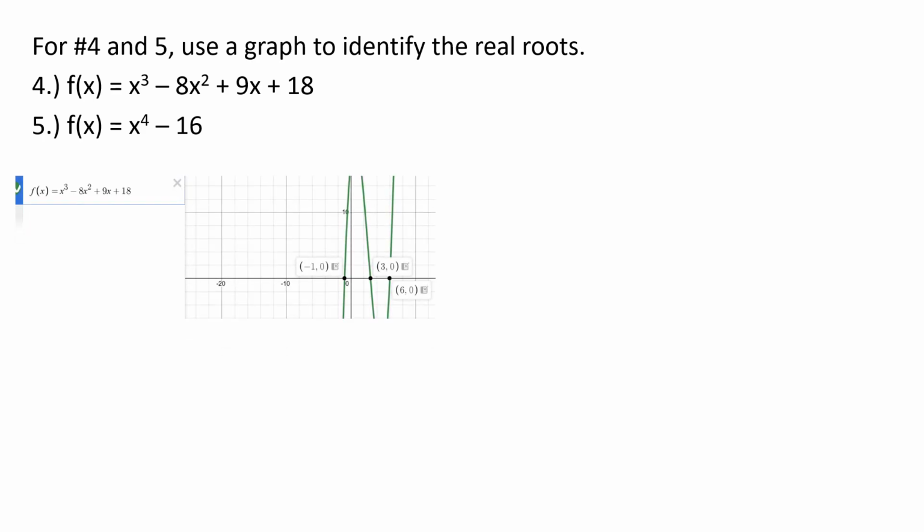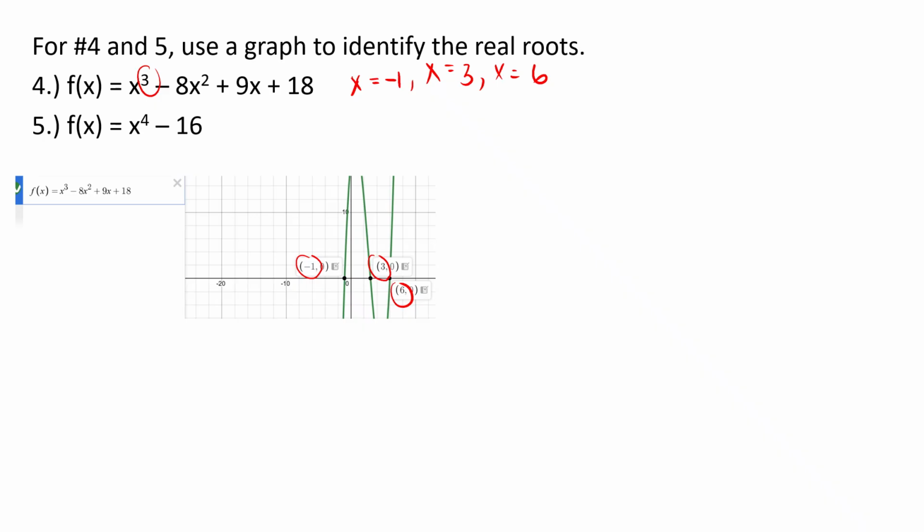So in number 4, you can see there that I've graphed it. And before I pasted it over here, I did highlight where those x-intercepts are. And so it looks like we have roots at -1, at 3, and at 6. And because it is a 3rd degree polynomial and I can see 3 roots, I know that that is all of the roots that I have. So if you were asked to identify all the roots, you would be done with this problem.